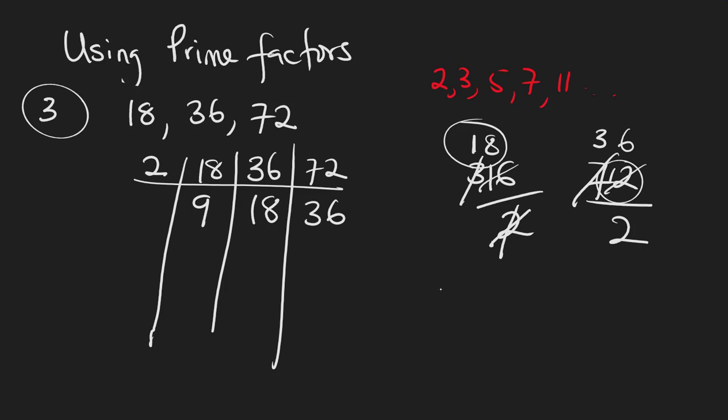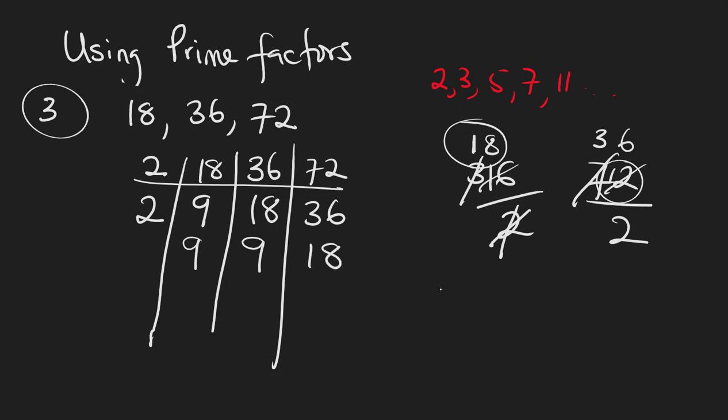Since you already know that 2 can go, can 2 go into any of this? Of course, yes. We have 18 and 36, so let's use it. That means we're going to use 2. 9 divided by 2 can divide, but it will have a remainder, so we are not going to use it. So 18 divided by 2 is 9, and 36 divided by 2 is 18.